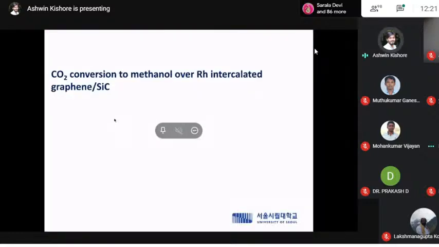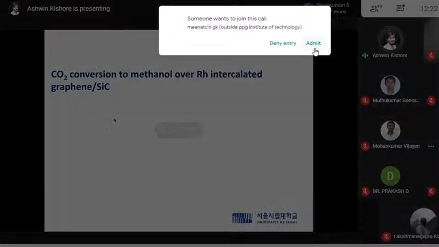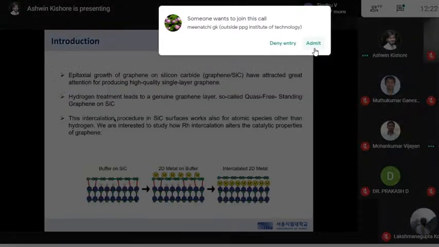In the next study, we have calculated the reaction mechanism on rhodium integrated graphene SiC.